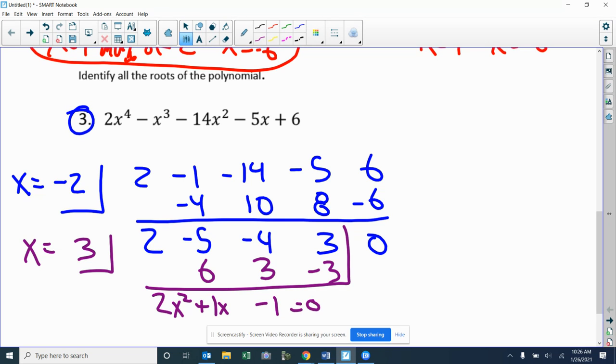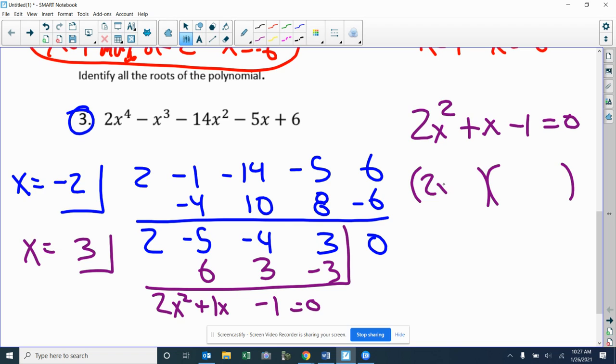Okay? So it is 2x squared plus x minus 1 equals 0. I'm going to look and see if I think it might factor. If not, complete the square, it'd be a little bit of a pain. I'd probably use a quadratic. But I'm going to check and see if it factors.